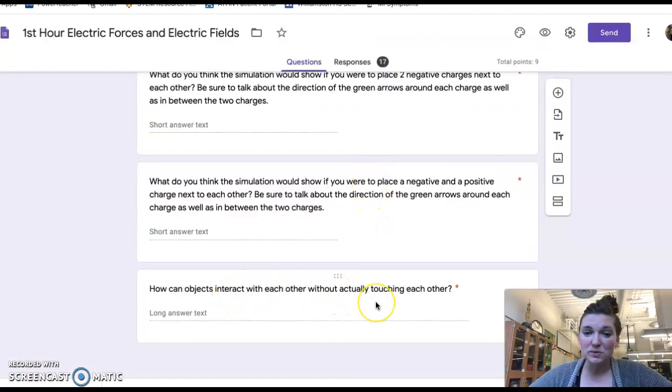How can objects interact with each other without actually touching each other? You guys have a lot of answers for this now, and I'm going to let you come up with those words to answer that on your own. But make sure that when you answer it, you're using the words charge, electrical fields, and talking about forces, electrical forces as well, okay?